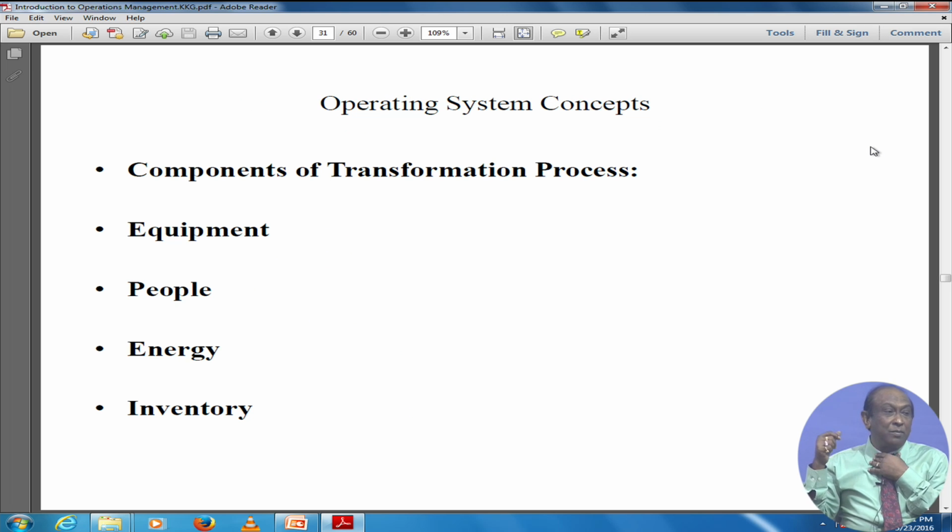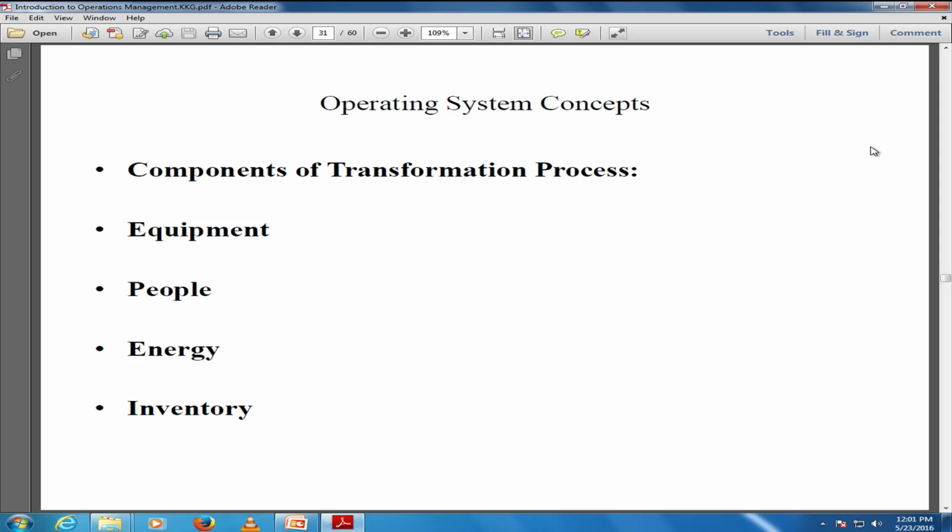Now, operating system concepts. What are the components of this transformation process? As I had mentioned in that model, equipment, people, energy and inventory. These are the components of the operation process, and you must understand these components very nicely, because they have certain implications.